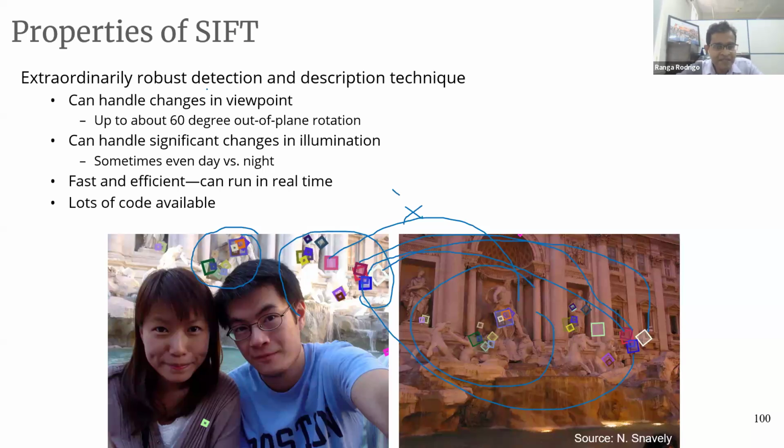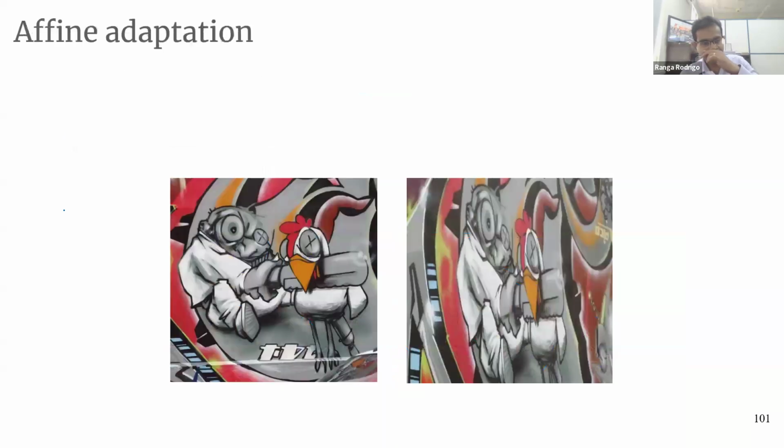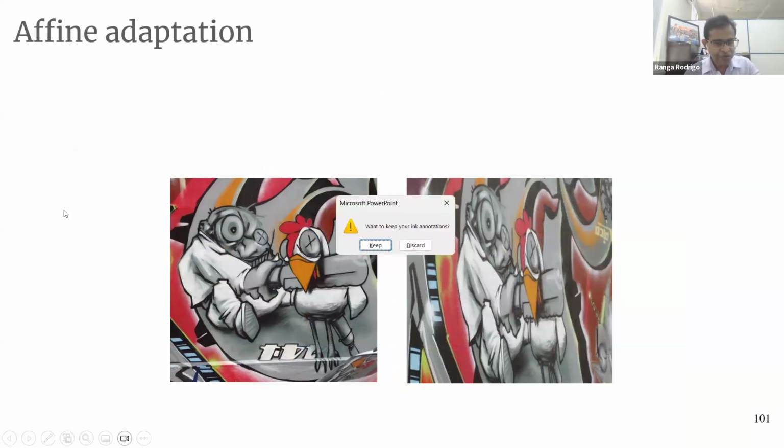Extraordinarily robust detection and description technique. It can handle changes in viewpoint up to about 60 degrees of out of plane rotation, and can handle significant changes in illumination. As you can see, it is fast and efficient to compute, can run in real time, and lots of code is available. But this is a patented technology. Yes. But before this, I will show you a deep learning based one.